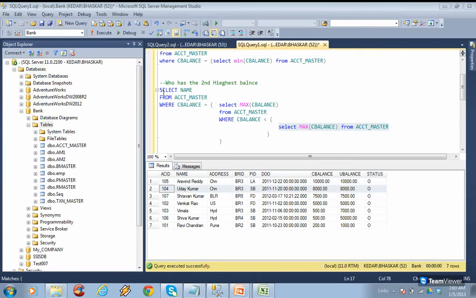So who has the second highest balance? You need to find out the maximum balance, then less than that, you need to find out the maximum balance again, which will give you 8,000 rupees. Then you need to find out the name. If somebody asks what is the third highest balance, then once more you have to go less than the second highest balance and find it out. Clear? So that's where the issue comes.